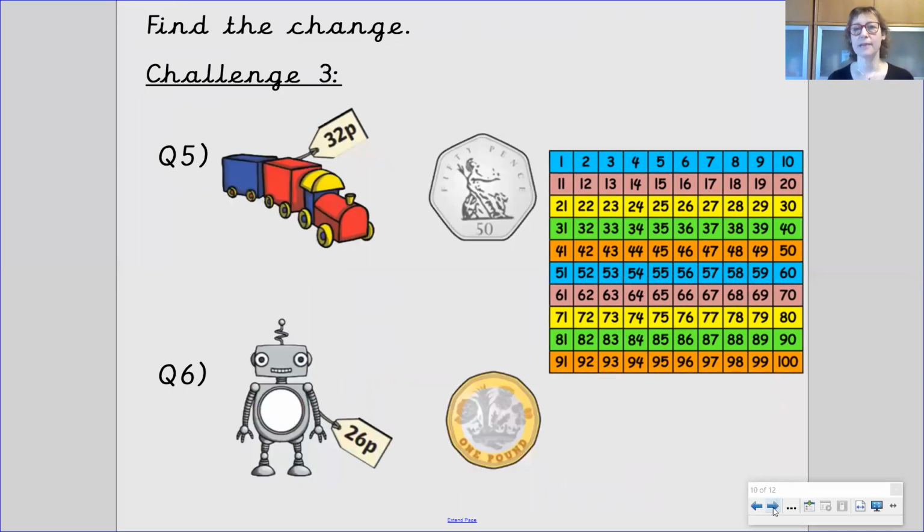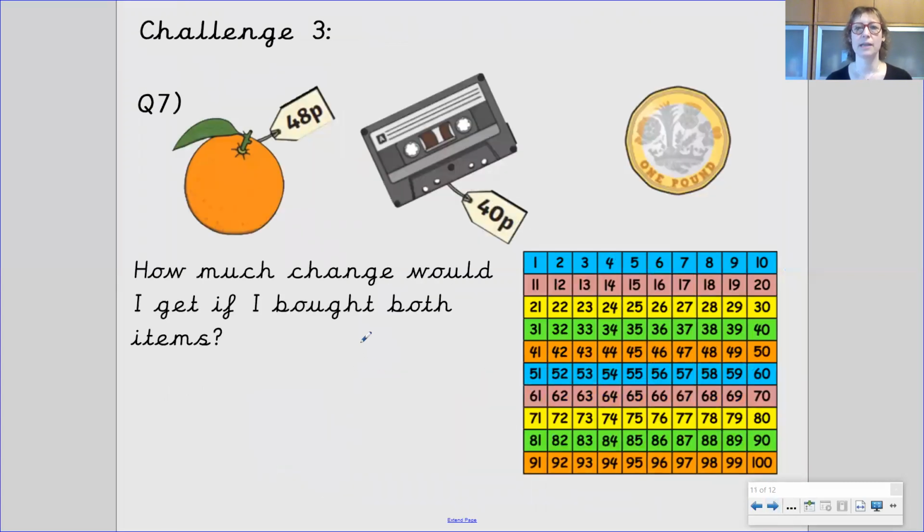Challenge 3, exactly the same. You've got 50p and you're buying a train for 32p. Or the robot costs 26p and you've got £1. Remember that £1 is the same as 100p. Okay, that's the tricky bit. And then there's a super challenge, question 7. If you bought both the orange and the cassette, that's a very old-fashioned picture, and you paid with £1, how much change would you get?